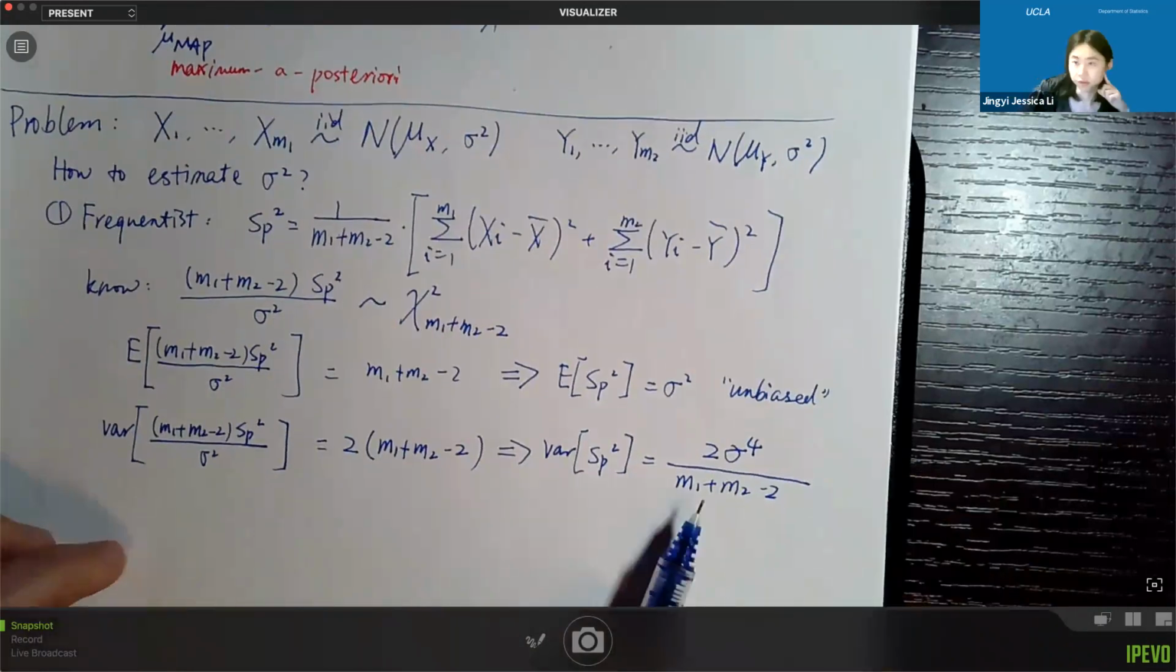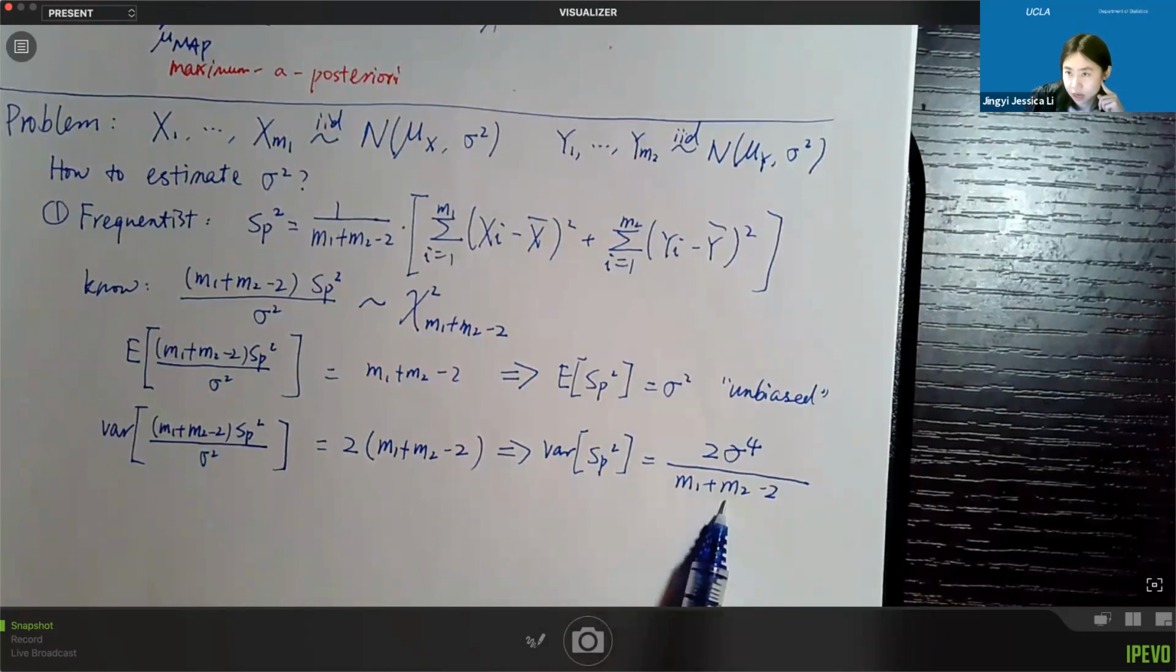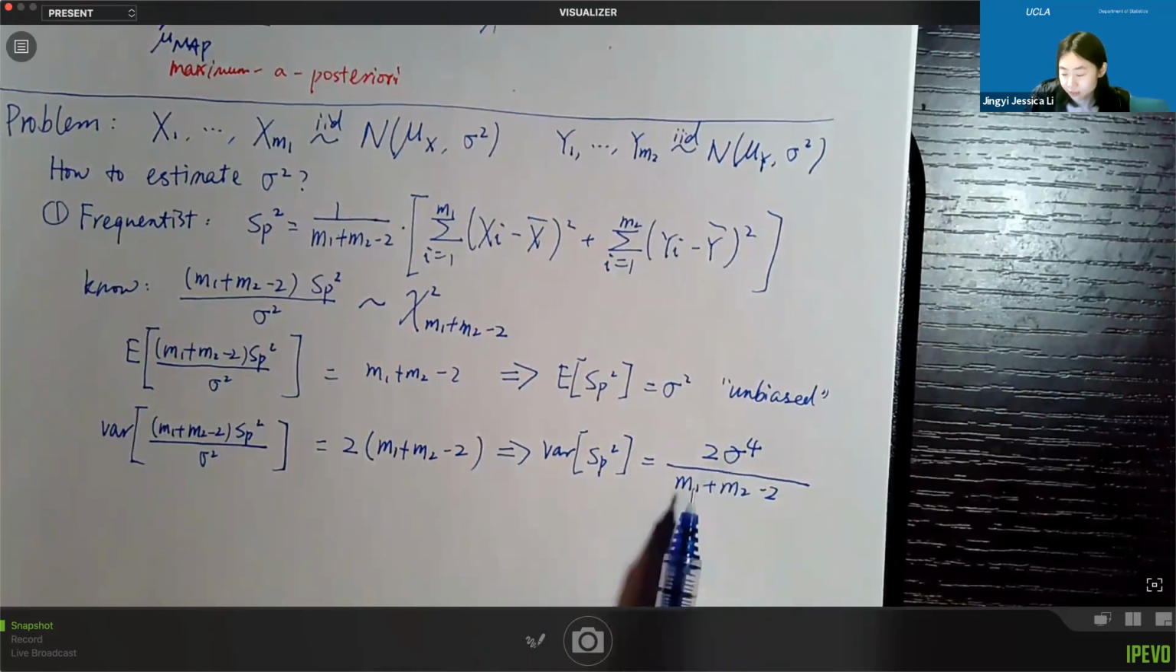So what does this tell you? This tells you that my variance has an inverse relationship with the sample size. m1 is the sample 1 size, m2 is the sample 2 size. So if I have large sample sizes, I will have a smaller variance for my estimator. But if m1 and m2 are small, let's say 3 plus 3 minus 2, that gives me 4. So if the true sigma squared is large, then you can imagine that this variance is large, which means that your estimator is quite unstable.